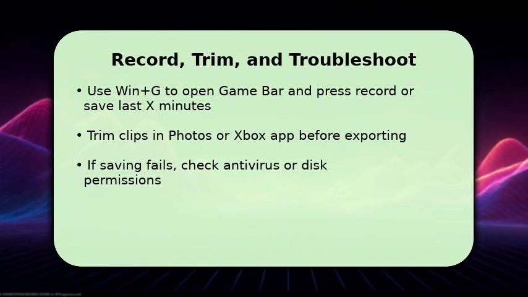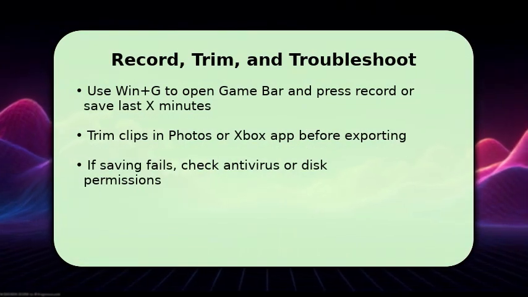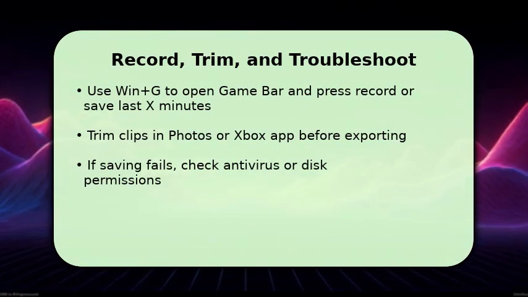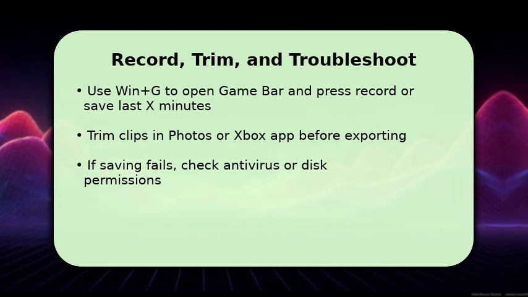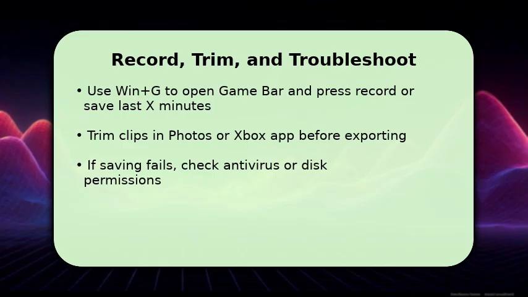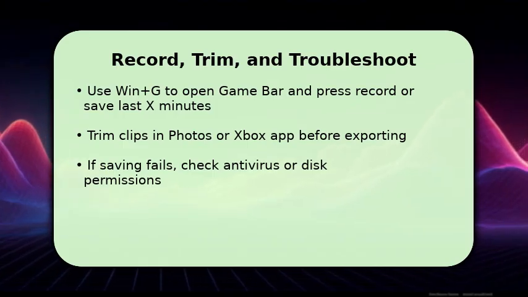Now you record and finalize. Press Win+G to open Game Bar and hit record, or use the Save Last button to capture the buffered interval. After recording, trim in the Photos app or the Xbox app to remove dead time, then export.